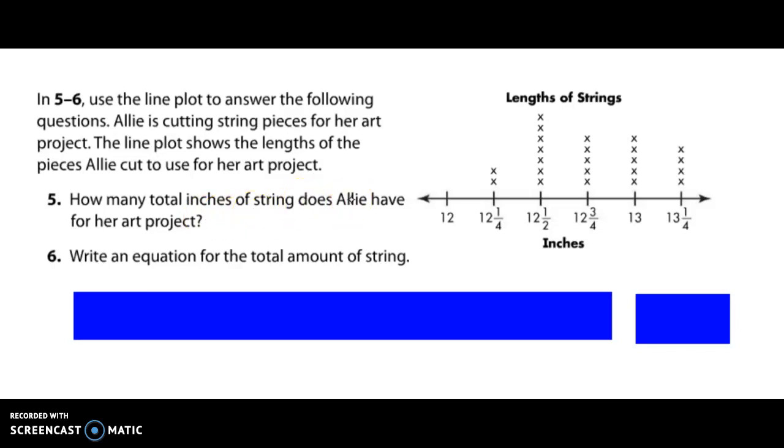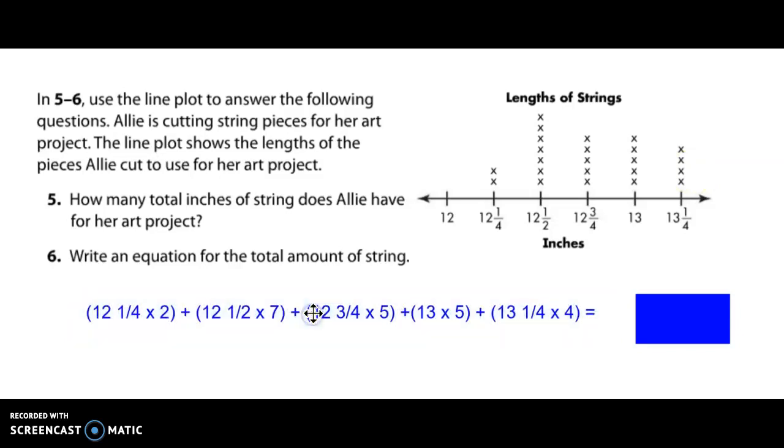When we're talking total inches, I have to add up the value for every single one of these x's. This is going to be a little intense here, guys. Okay, so here is the equation that we would use. So we'd have to do 12 and 1/4 times 2, 12 and 1/2 times 7, 12 and 3/4 times 5, 13 times 5, and 13 and 1/4 times 4. Okay, so I'm going to walk you through some of this here and just show you what this would look like.